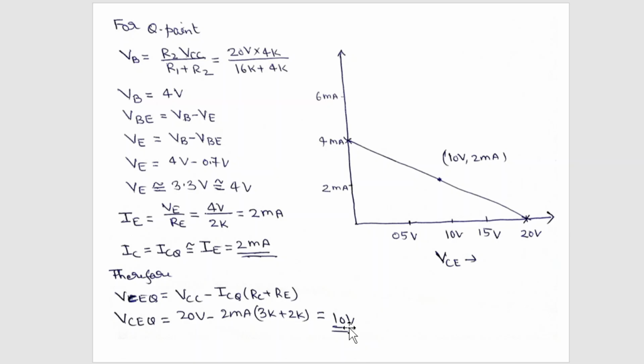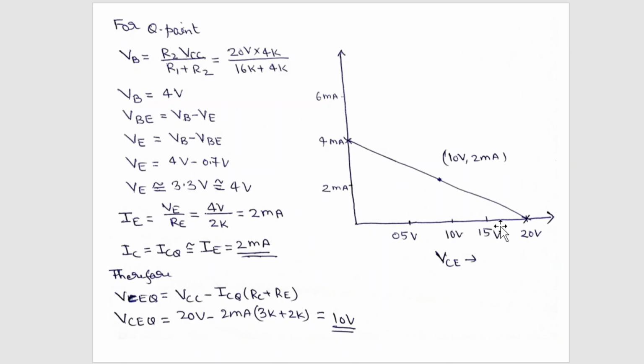So now check whether your Q point is correct or not. As I have discussed, for a transistor as an amplifier, your Q point should be in the middle of the DC load line. One of the end points is 4 milliampere, so the Q point should be in the middle. That means Q point should be 2 milliampere, and we have determined Q point is 2 milliampere. That means our approximation was correct.